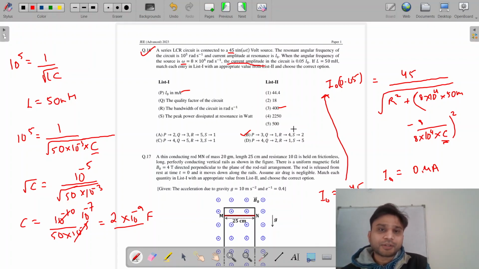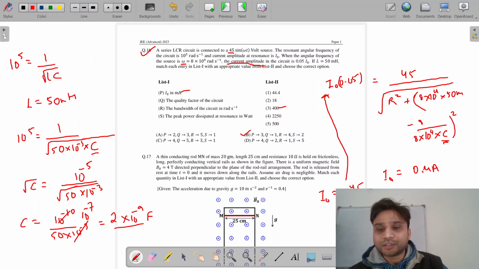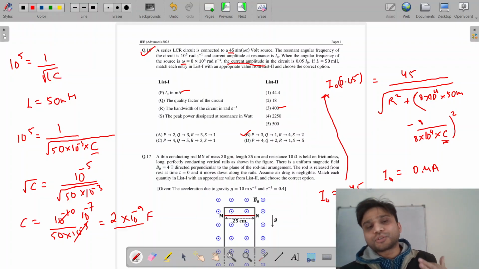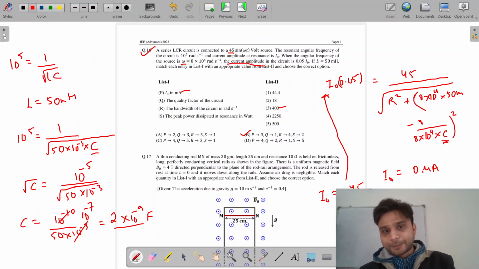What is the quality factor of the circuit? The quality factor Q is a dimensionless value, and it goes something like R upon square root of L by C. The expression is not as important as the fact that it shows you the sharpness of the resonance. The higher the value of Q, the better the resonance is.